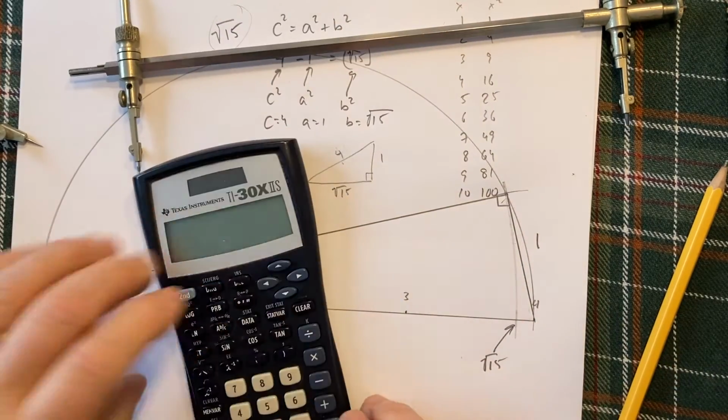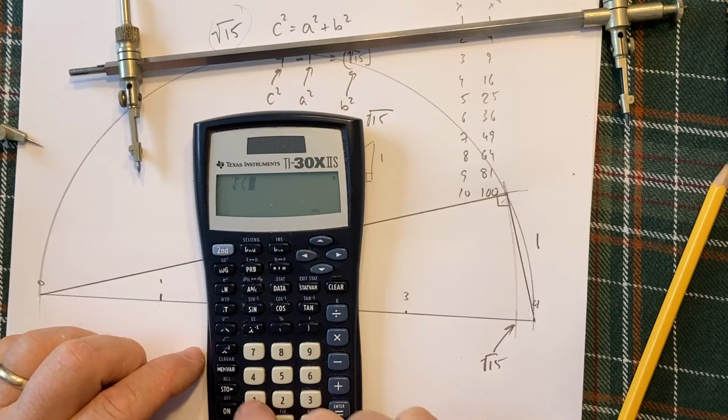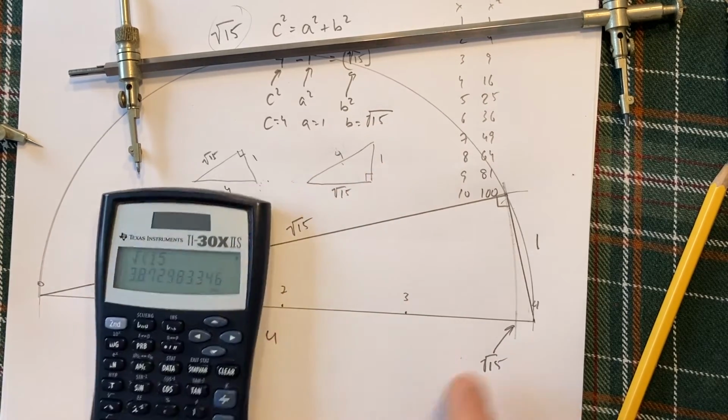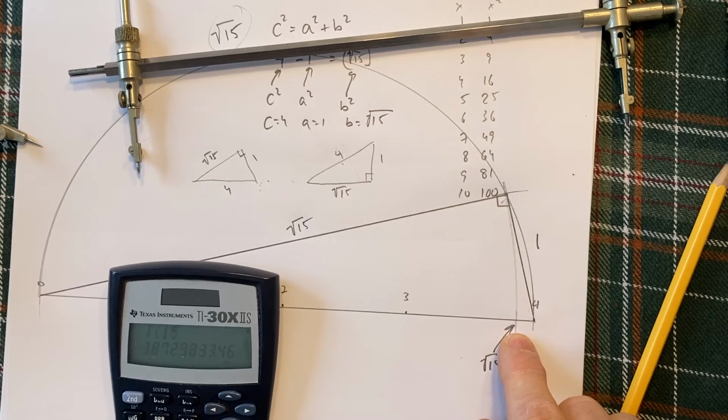What is the square root of 15? Second, and then 15, and enter. 3.87. Now, if that's not 3.87, I don't know what is. 3.87298334.